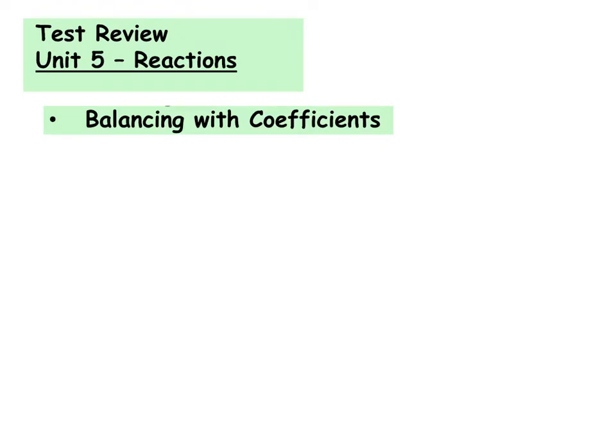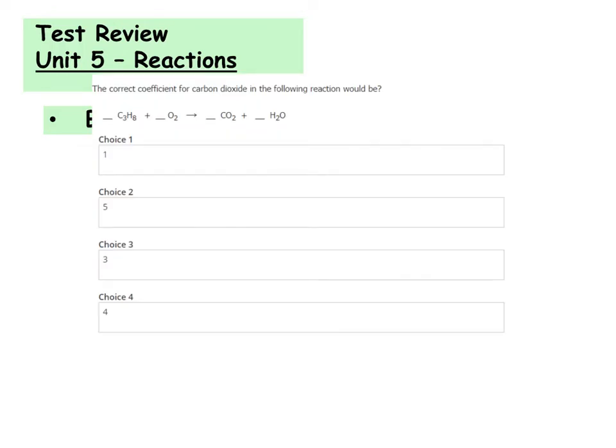Balancing with coefficients. There's a couple of ways this might look on the test. It could be a multiple choice question, and you have to identify one of the coefficients. For example, the correct coefficient for carbon dioxide in the following would be. So what you have to do is first balance the whole thing and then choose what would actually be in the spot for carbon dioxide. Once it's balanced, we would have these coefficients. If one is blank, that means that there's actually a 1 there. So to answer the question, the coefficient for carbon dioxide, your choice would be 3.